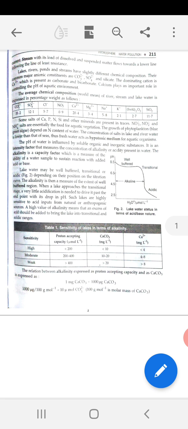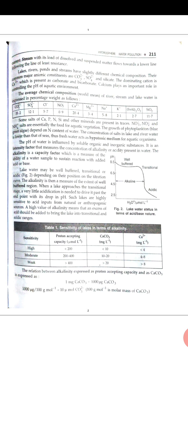Lake water may be well buffered, transitional or acidic. In Figure 2, we see that water in the form of hydronium ion, that is water plus H+ ion, is well buffered in the pH range above 8.5. Then there is a transitional layer from 8.5 to 6.5. Then it goes alkaline above 4.5 pH, and then it is acidic below 2.5. Lake water status in terms of acid-base nature.